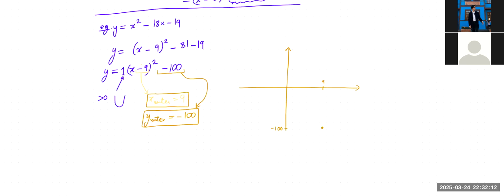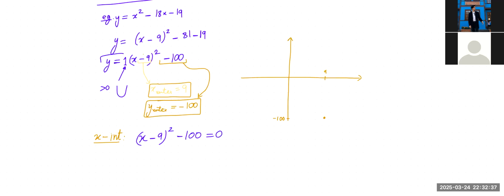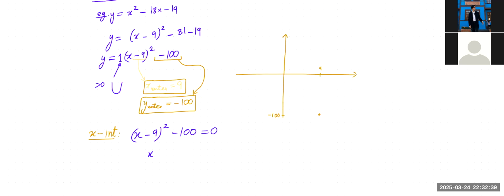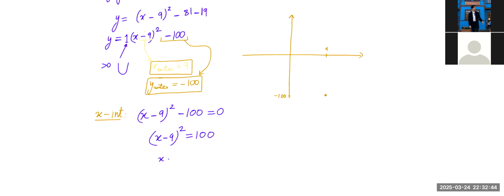So how do you find the x-intercepts using the vertex form? Remember, to find the x-intercepts, what is plugged in as 0? The y. Exactly. So we have to take the equation we got and set it equal to 0. Now add 100 to both sides because you're solving for x. Square root both sides. So you end up with x minus 9 equals plus and minus 10.